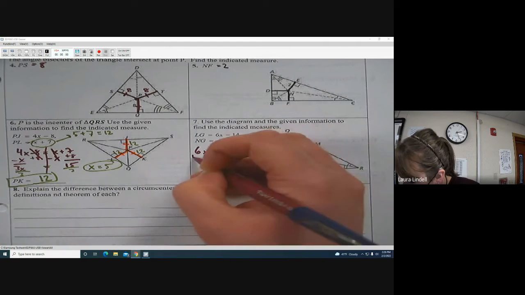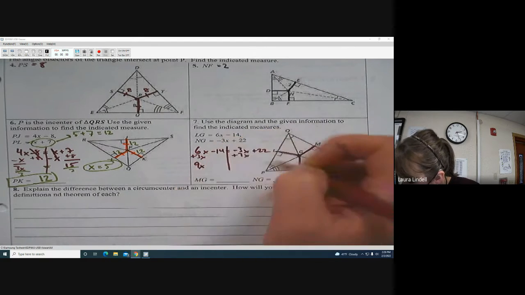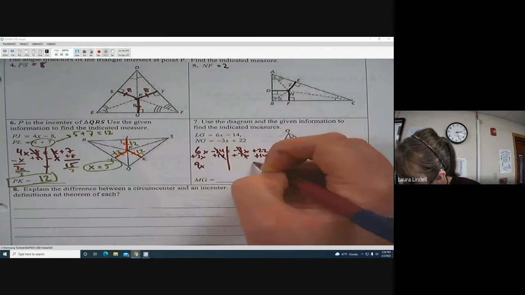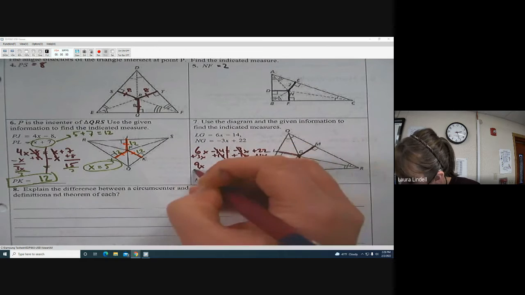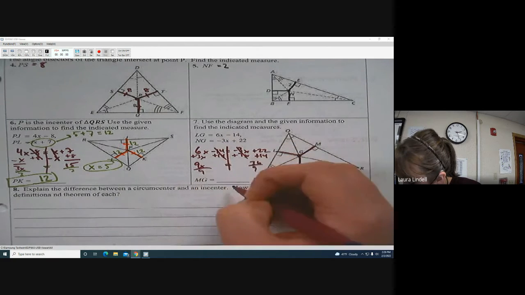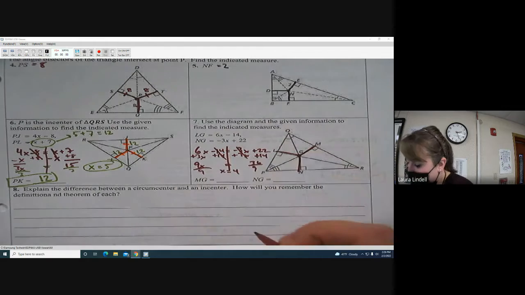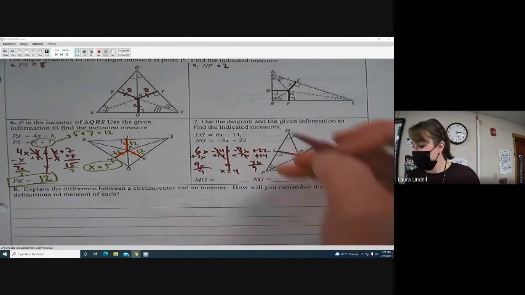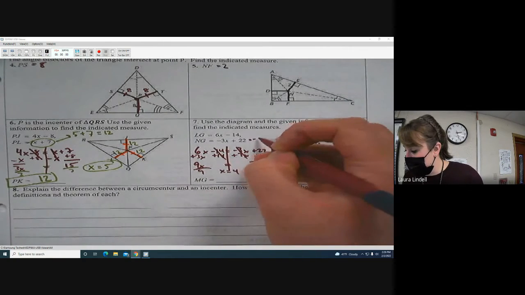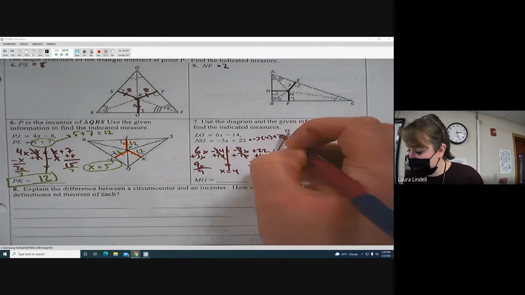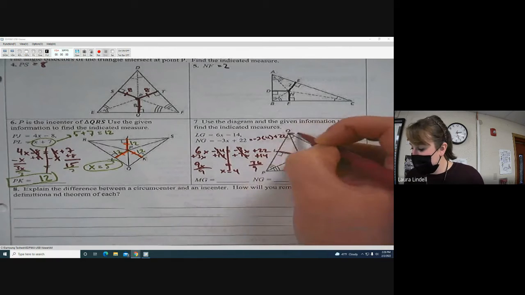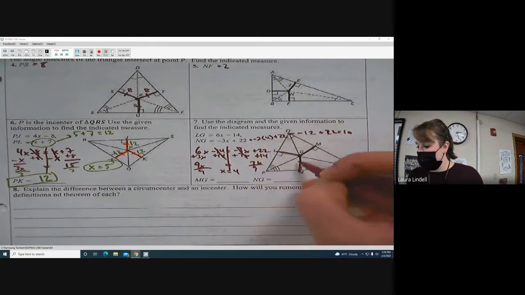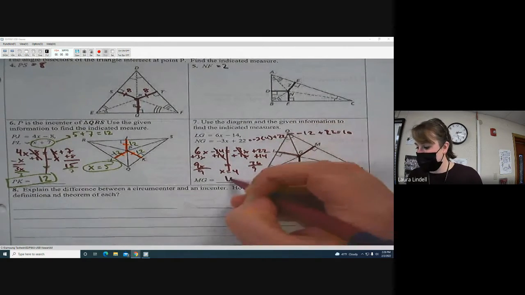Add 3x to both sides. We get 9x over here. Add 14 to both sides. We get 36 over here. Divide by 9 on both sides. We get x is 4. All right. Then you go plug it back in just like we did with the others. Negative 3 times 4 plus 22, which is negative 12 plus 22, which is 10. So all three of these will be 10.